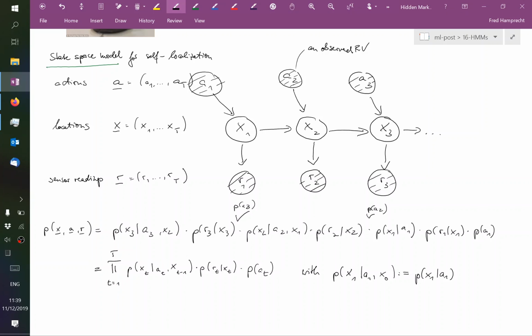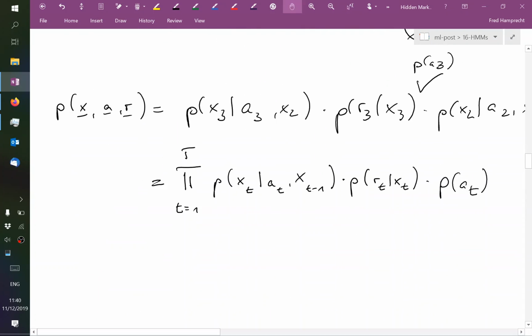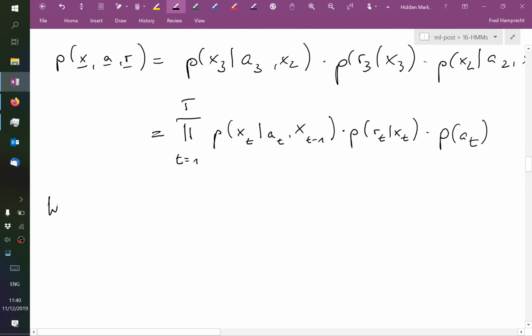Now, when the robot runs for a long time, this is of course a huge graph, and we have very many random variables, and the usual comments apply that this factored representation is much more economic in terms of storage and in terms of computation than writing out the full joint. Okay, now what do we want to compute here?